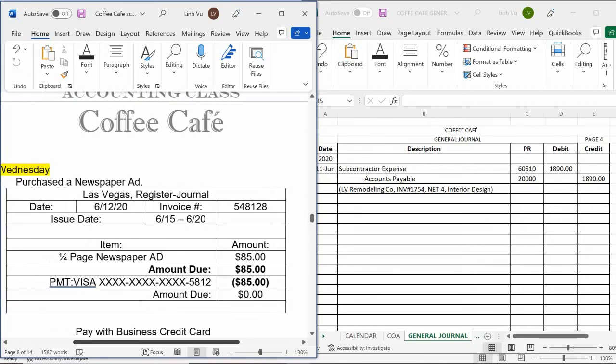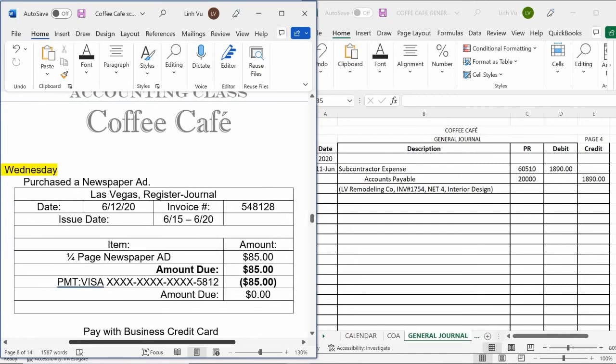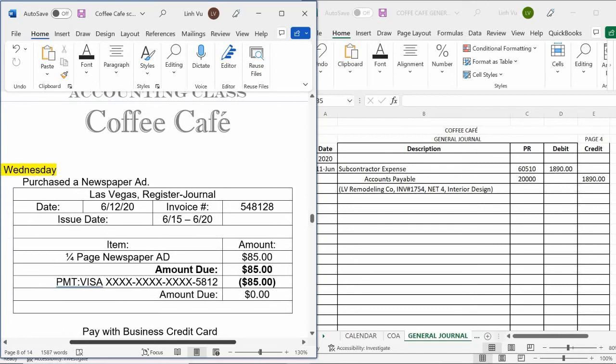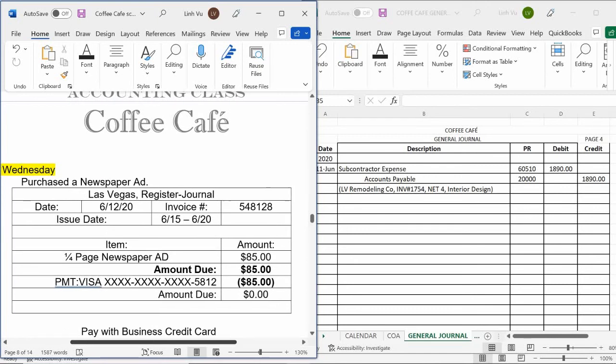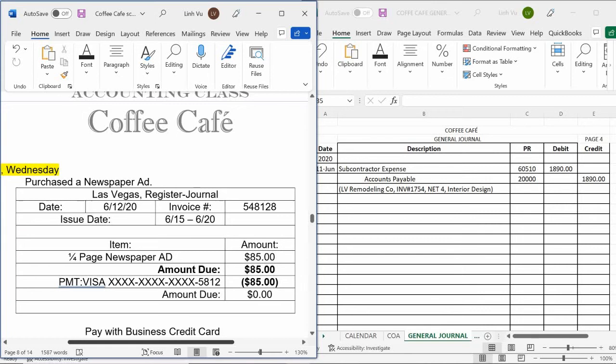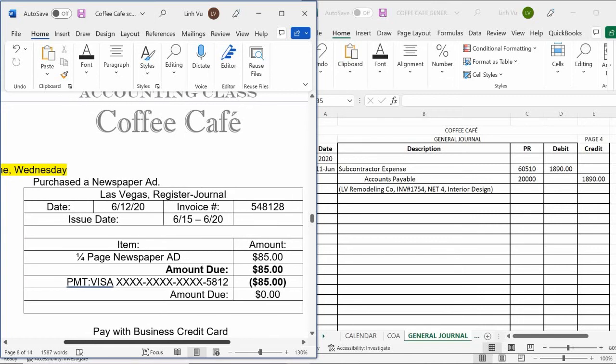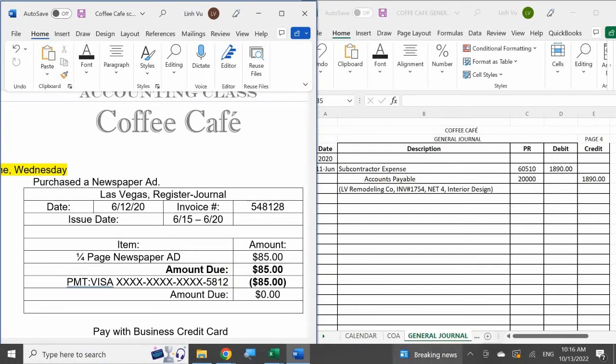Okay, so the full amount's going to be $85, and guess what? We get to use and pay with our business credit card. So here we don't owe the Las Vegas Register anything because we used the credit card to make a payment for this newspaper ad. Okay, so what did we buy? We bought some advertising.